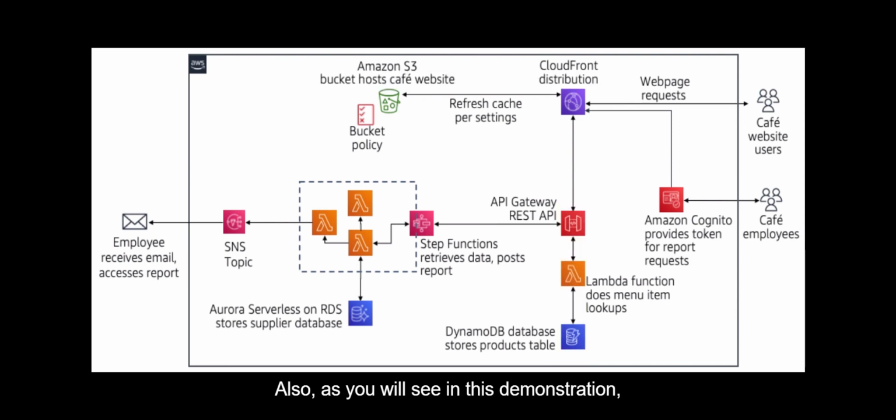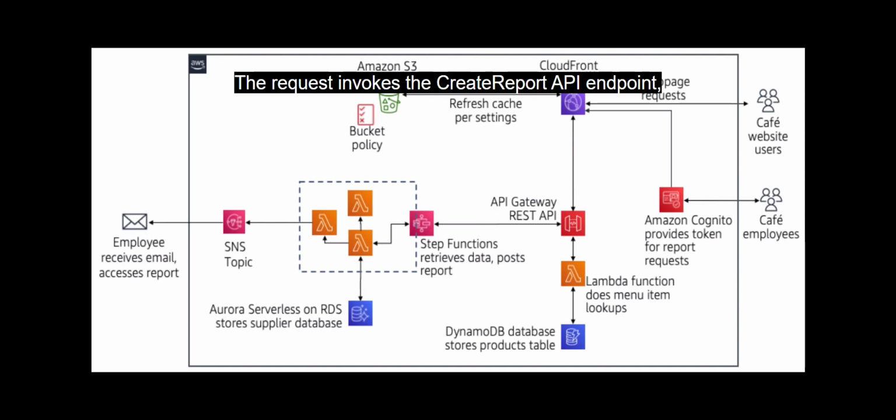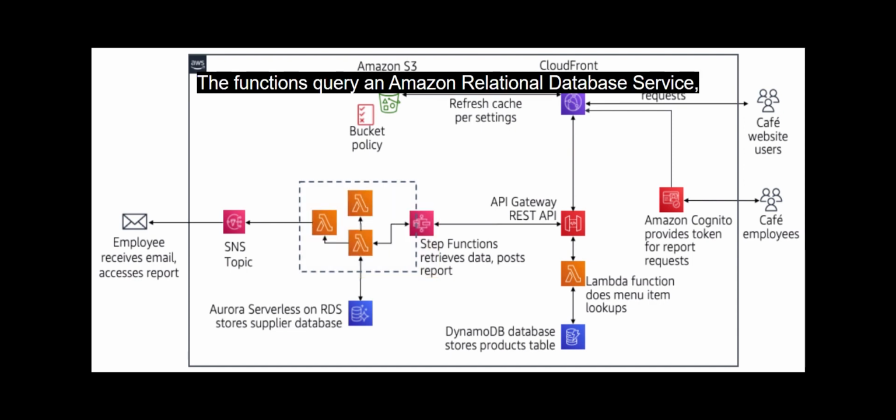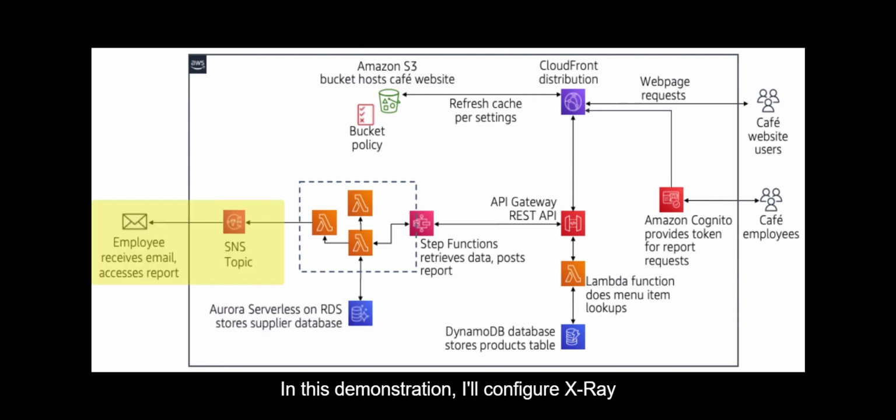Also, as you will see in this demonstration, after authenticating to the Cafe website, an employee can request an inventory report. The request invokes the createReport API endpoint, which in turn invokes a state machine that is defined in the AWS Step Functions service. The state machine runs a workflow that consists of a series of Lambda functions. The functions query an Amazon Relational Database Service, or Amazon RDS, database for the latest report data, and then compile and deliver the report.